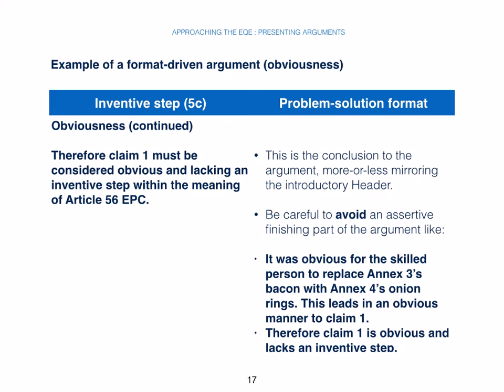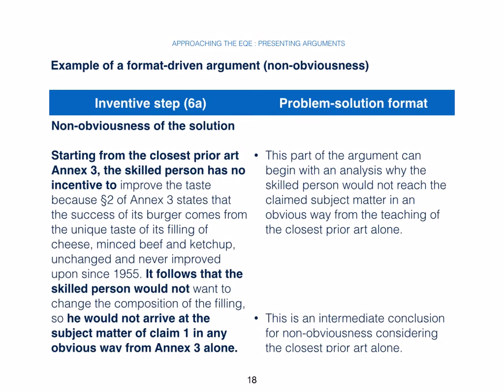arguments. Now we will consider a specimen part of the problem and solution format, arguing in support of inventiveness, as in paper B. Now we are considering non-obviousness, paper B. I've highlighted the standard wordings, which contrast to the standard wordings used for the obviousness attack. And the argument can run as follows.